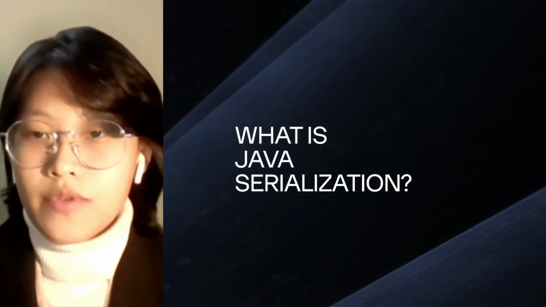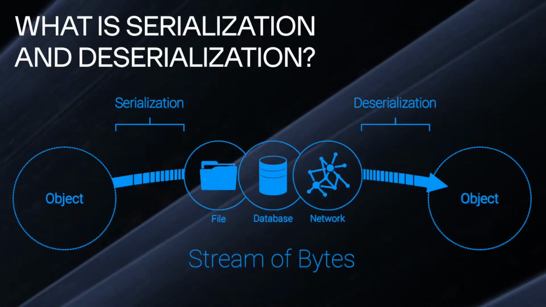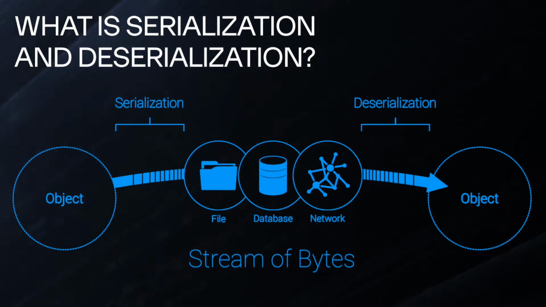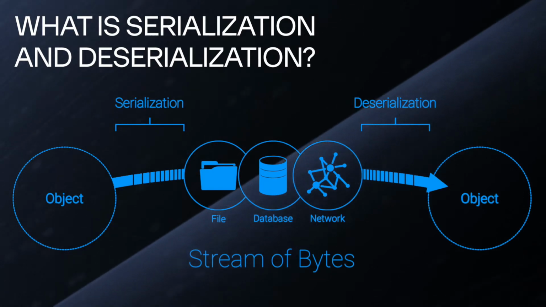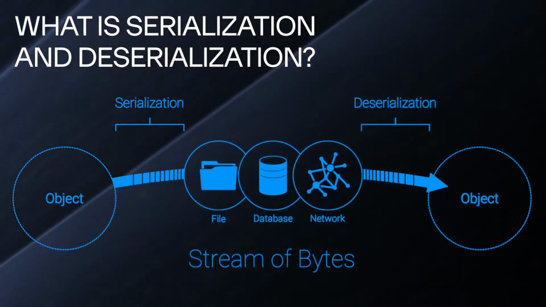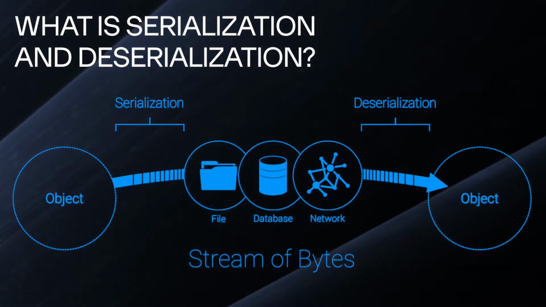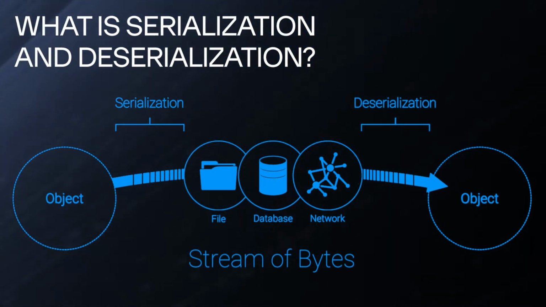Let's get started with the first section, Java serialization. Understanding this concept will help you know the root of the vulnerability. Here I have a model describing the serialization and deserialization process. Basically, when you want to convert an object into a byte stream and save it to a format such as files, a database, as well as transmit it over the network, we use a serialization process. And vice versa, we use the deserialization process to convert the data back to object formats.